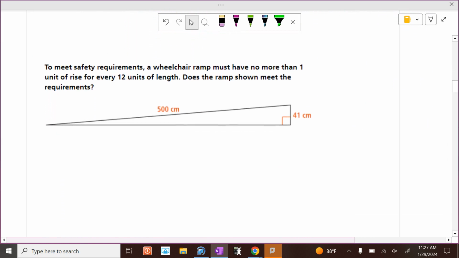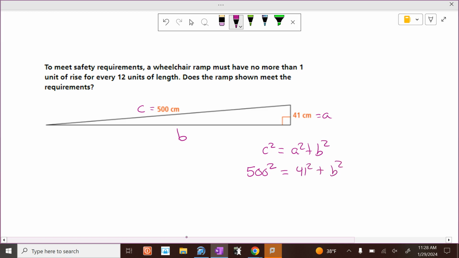Due to safety requirements, a wheelchair ramp must have no more than 1 unit of rise for every 12 units of length. Does it meet requirements? Okay, so now what we have to do is figure out the length of this. So let's make that B. This is C because that's the hypotenuse. Make this A. So c squared equals a squared plus b squared. So 500 squared equals 41 squared plus b squared.